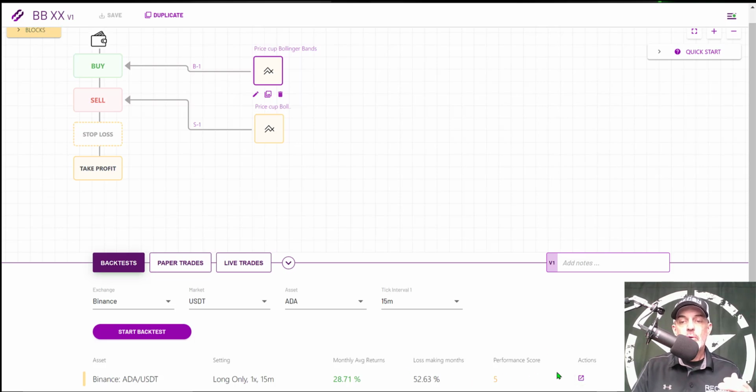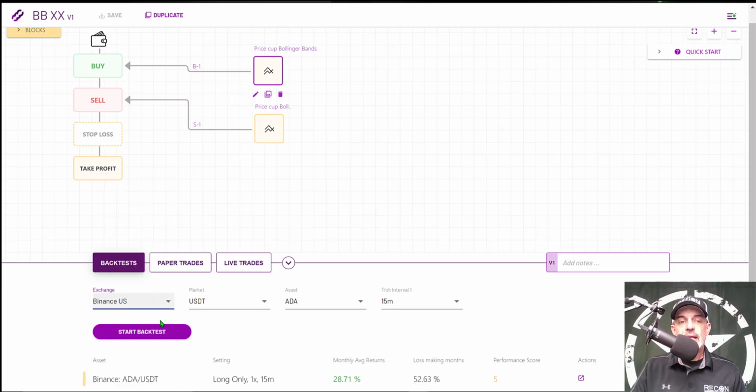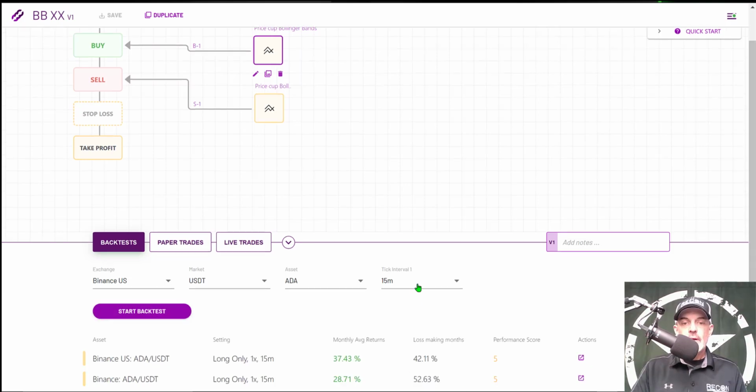Now, before I jump over to more details on the backtest, I'm actually going to run this on Binance US. So let's give it a shot on Binance US. So I click Start Backtest. Backtest is started. And we improved by almost 10% by going with Binance US. And that is where I will actually be deploying this bot today.